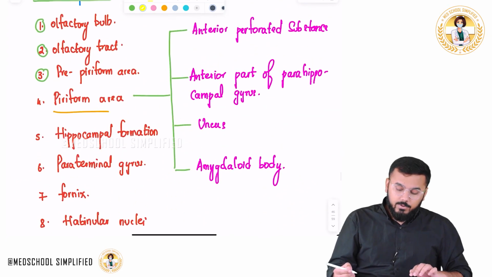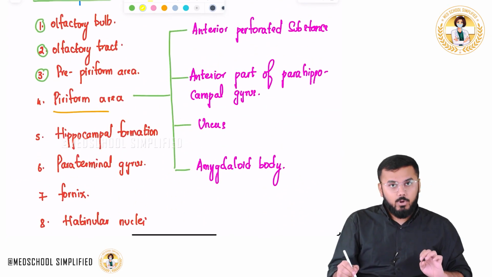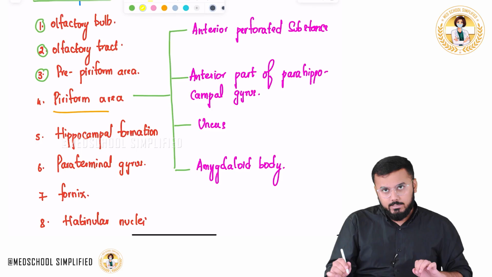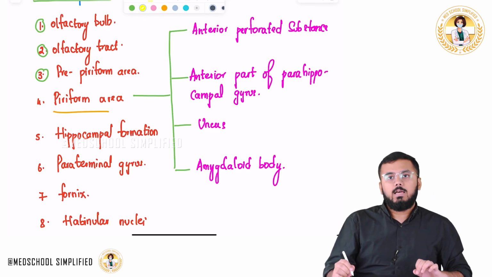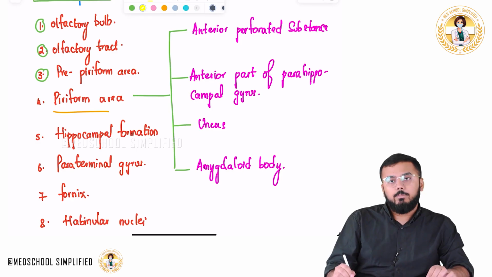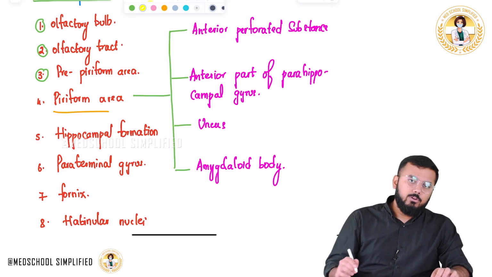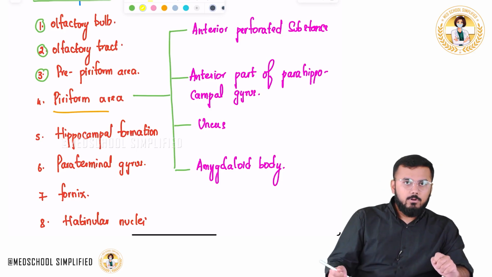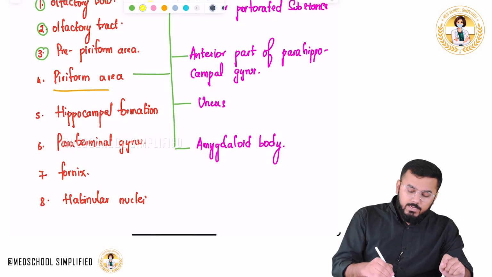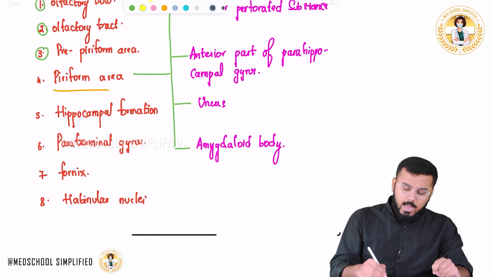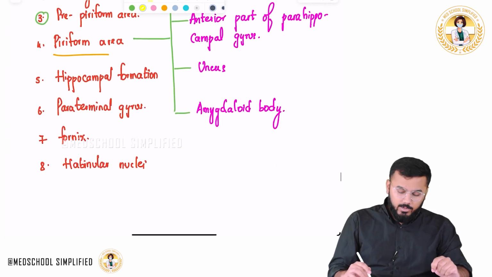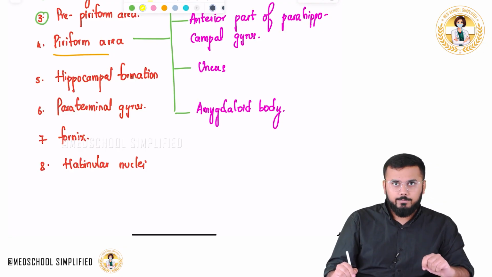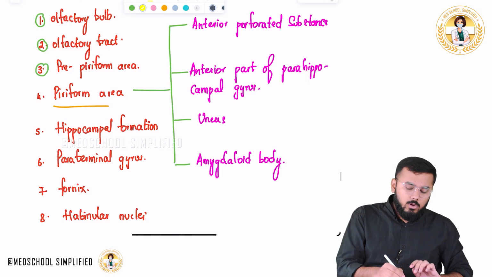Now after the anterior perforated substance, we have the anterior part of the parahippocampal gyrus, the uncus, and the amygdaloid body. These three things we did not discuss, right? For these three things, I will have to draw another important picture from the medial side. Medial side, in the sense, you have the corpus callosum and all, right? I will draw that picture and then explain where the anterior part of the parahippocampal gyrus, uncus, and amygdaloid body are present. Later on we shall also discuss the paraterminal gyrus, fornix, as well as habenular nucleus. Clear?